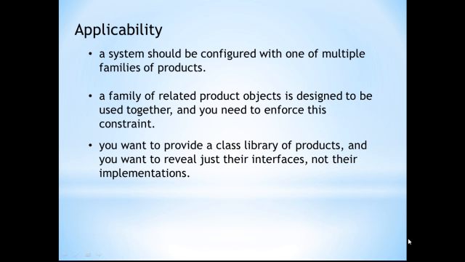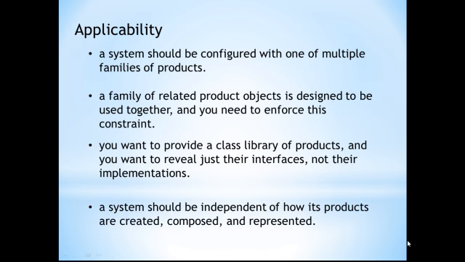The third situation is when you want to provide a class library of products and you want to reveal just their interfaces, not their implementation. As I already told you before, the application is only dealing with abstract widgets. The last situation is when a system should be independent of how its products are created, composed, and represented. That's why we have a dedicated object to build the widgets, which is the factory, and the application doesn't care how the widgets are composed and represented.